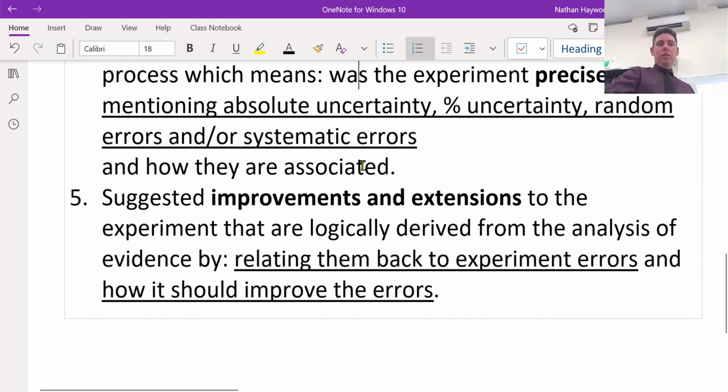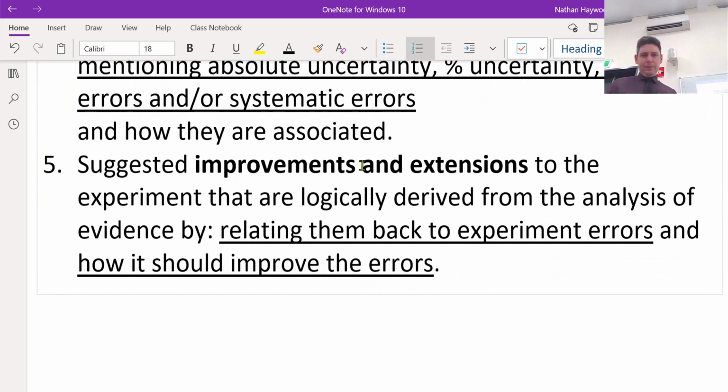Okay, last thing before you just get back into it. Suggested improvement extensions, pretty similar to tasks you've already done. Just remember to relate these improvements extensions back to the experiment and how you're going to modify it so you don't get those errors. So you're going to try and reduce the systematic random errors by improving the experiment, extending the experiment.